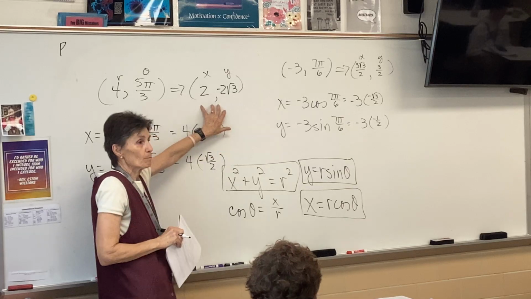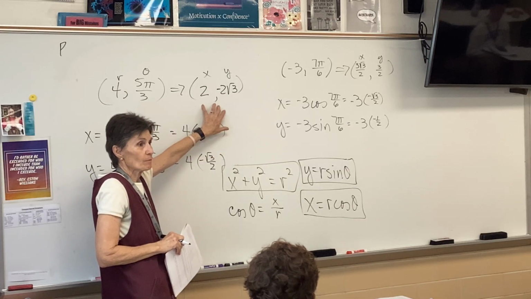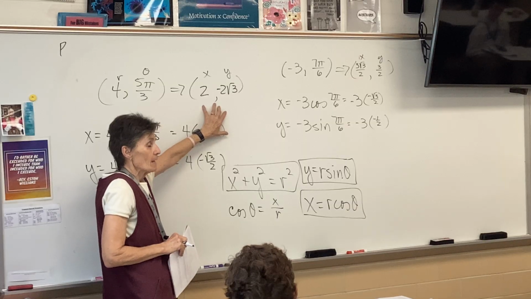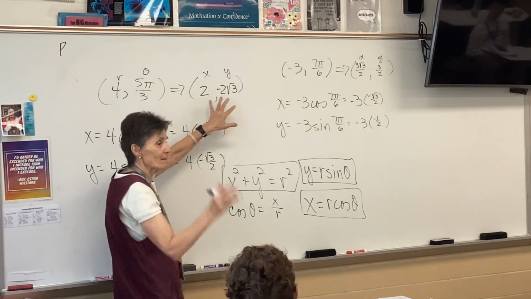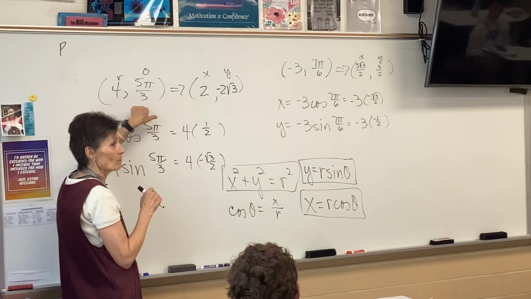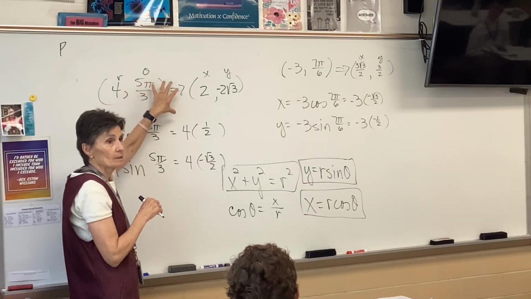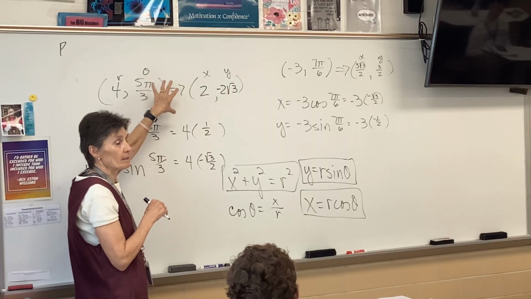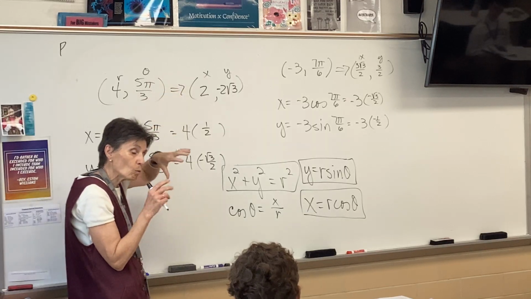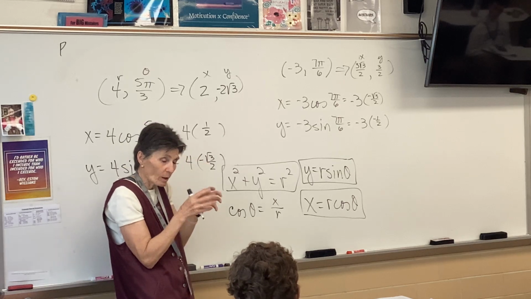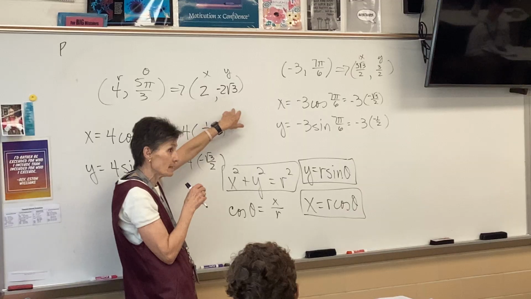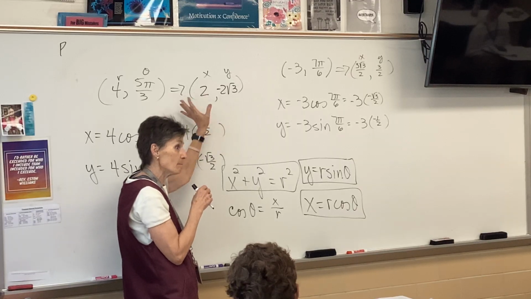This is what I got for B. This is what you got for B? Look okay? And again, let's try to make it make sense in our brain. Where is 5 pi over 3? Where is that angle? Which quadrant? Quadrant 4. So in quadrant 4, what do I know about x and y? x is positive and y is negative, right?